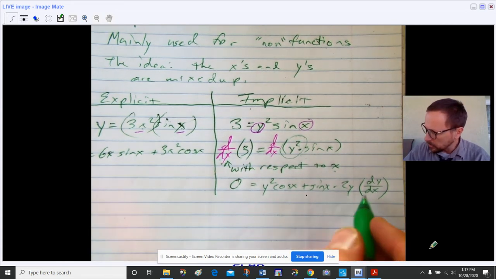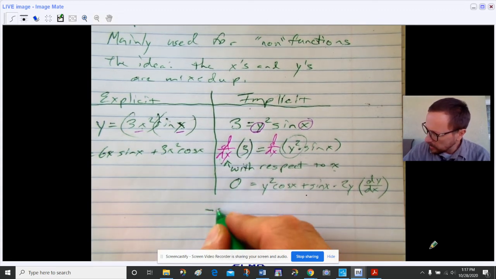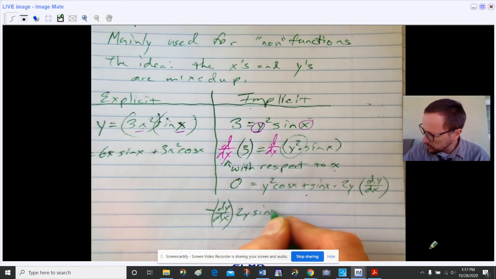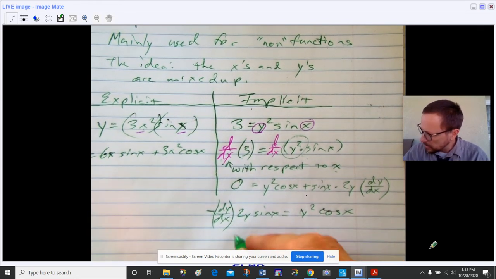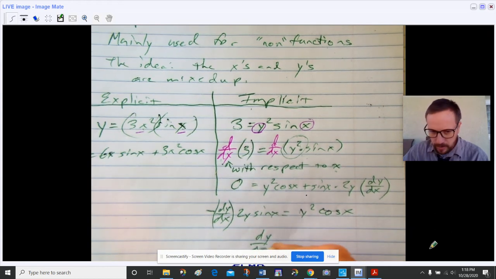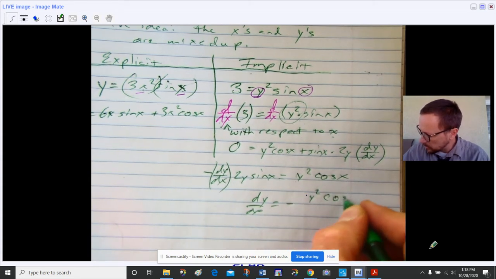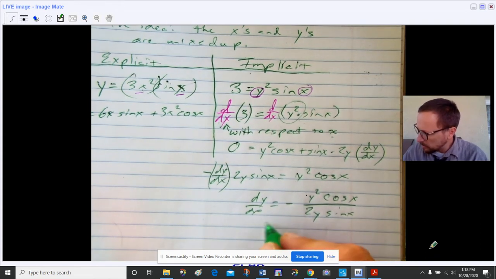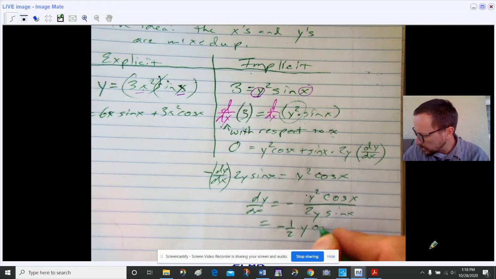So if we were to go through and try to solve for dy over dx, we'd end up with negative dy over dx times 2y sine of x equals y squared cosine of x, if we move this over to the other side. Then we could divide, and we'd have dy over dx equals negative y squared cosine of x over 2y sine of x. And then, if we wanted to, we could also write this as negative 1/2 y squared divided by y is y, cosine of x divided by sine of x is cotangent of x.